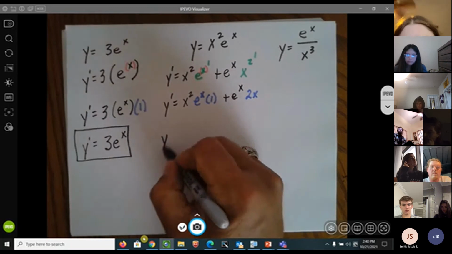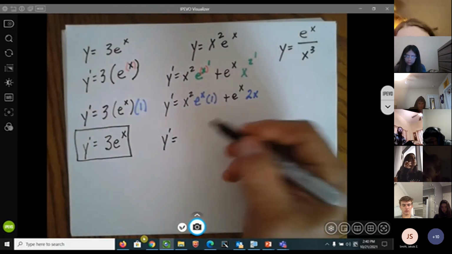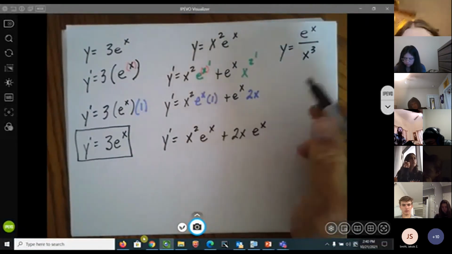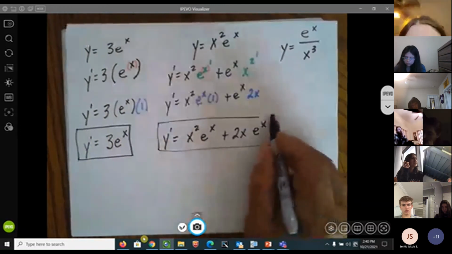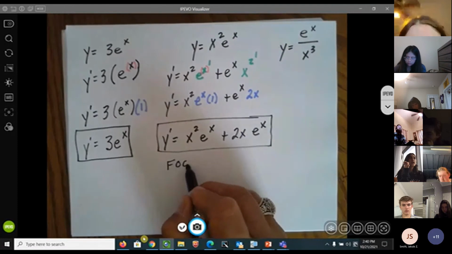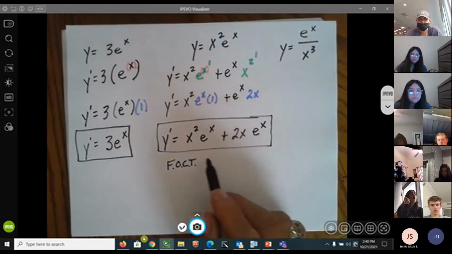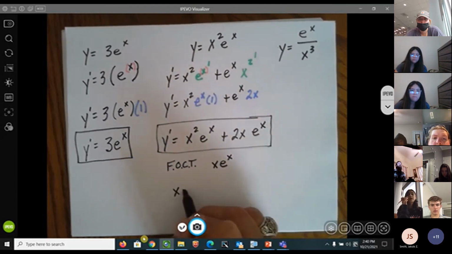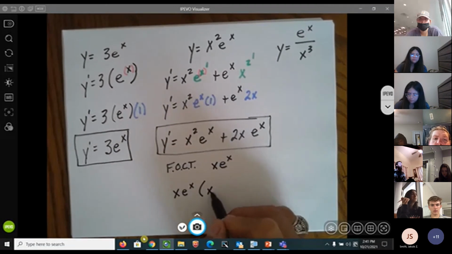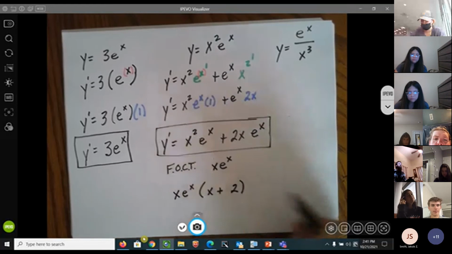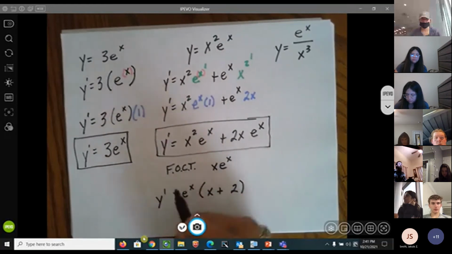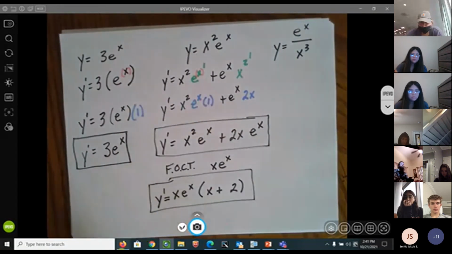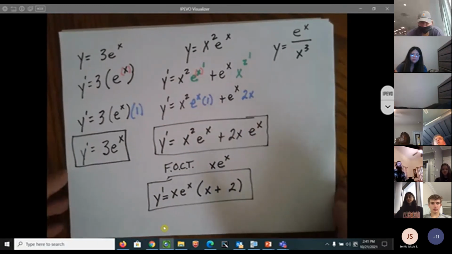And that's going to give us y prime is equal to x squared e to the x plus 2x e to the x. And I'm just going to leave it like that, but I'm going to put a note that you could factor out a common term. In this case, you could factor out x e to the x, and you would get x e to the x, and then x plus 2, something like that. Like I said, 2 good test questions right there.